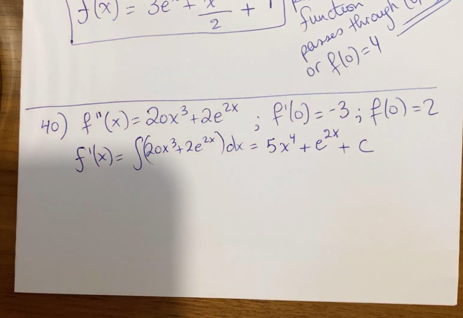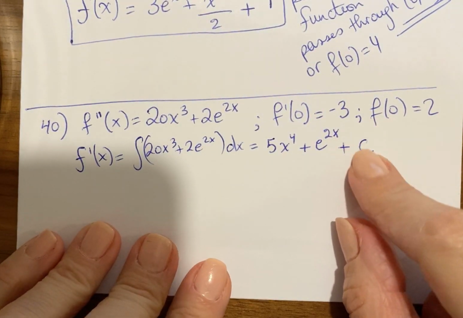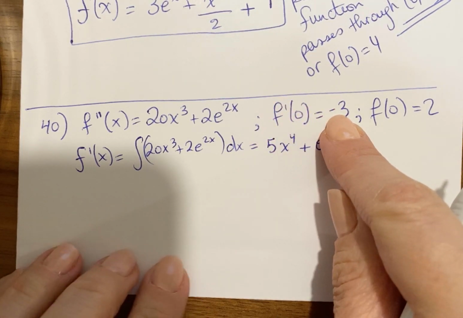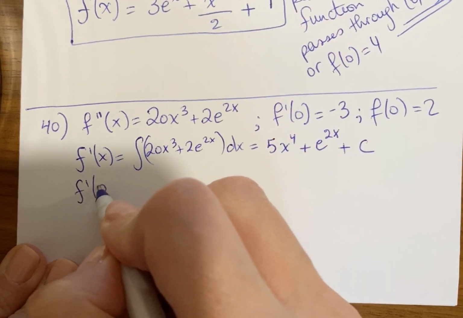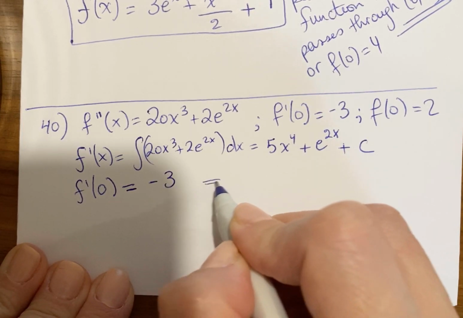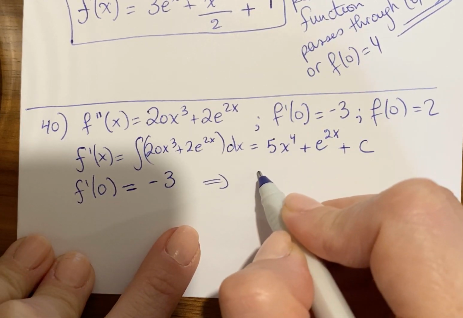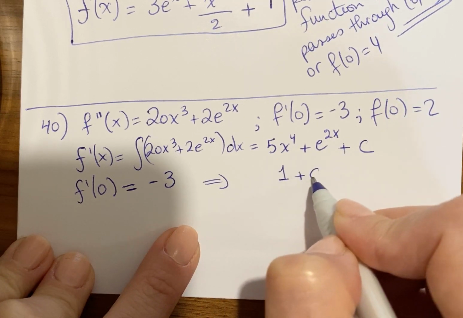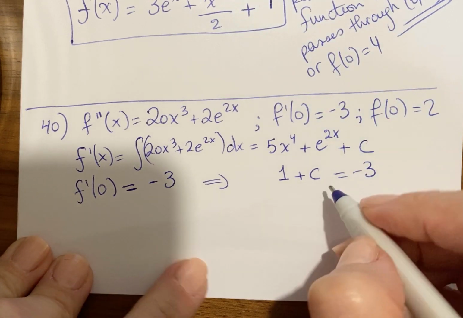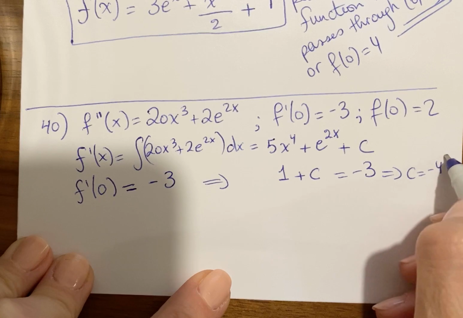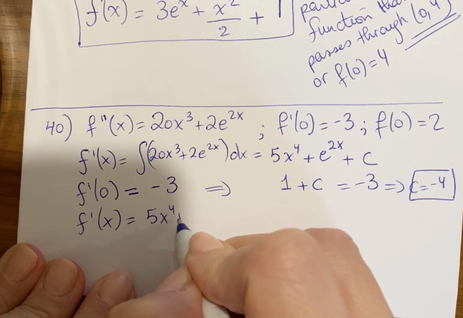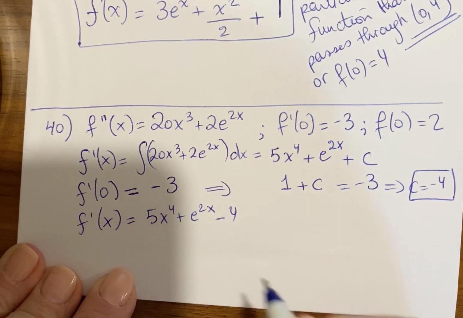This is the derivative function. It's a family of functions. But we know f prime at 0 is equal to minus 3. So f prime at 0 has to be equal to minus 3. But what is f prime at 0? It is 5 times 0, 0, plus e to the power 0, which is 1, plus c. This answer has to be equal to how much? Minus 3. So this means c is equal to how much? Minus 4. So what's the derivative function that we're searching for? It's 5x^4 plus e^(2x) minus 4.